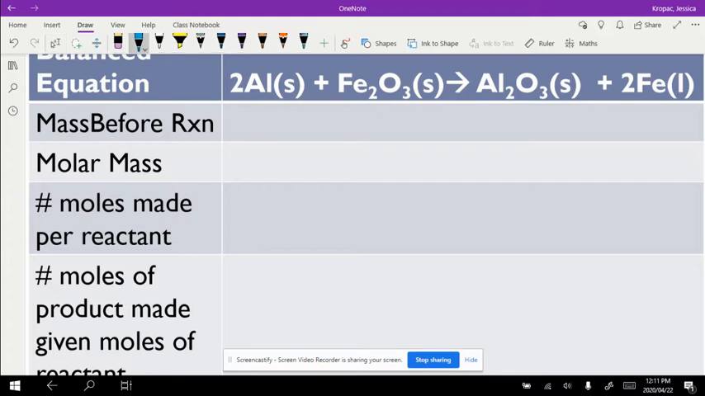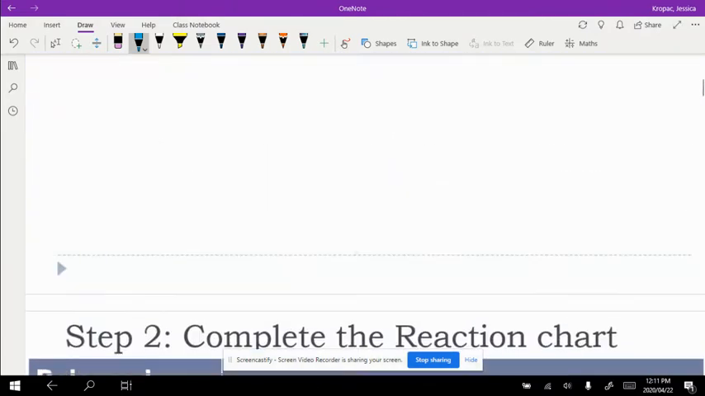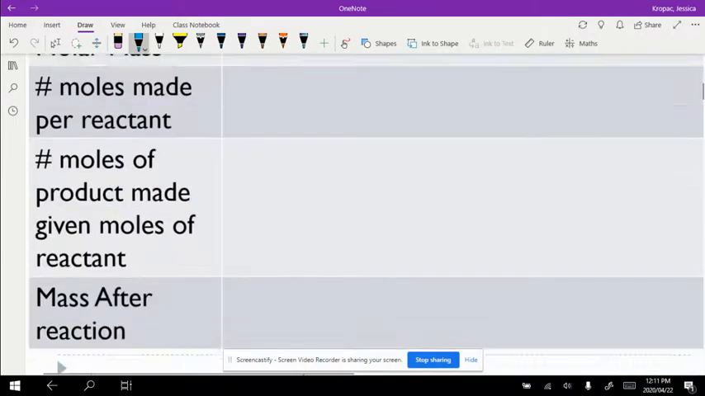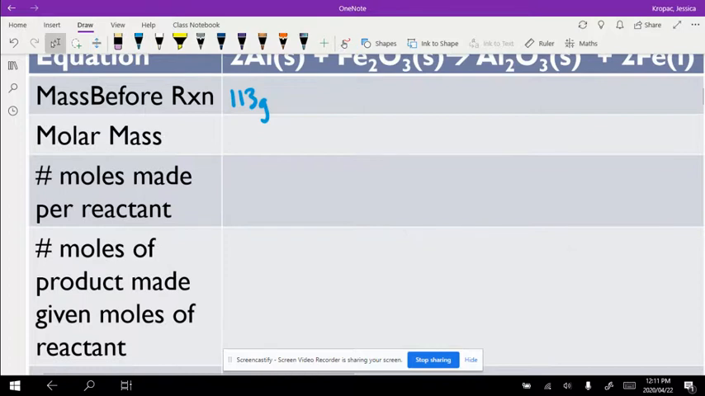So I'm going to record my mass of aluminum that was given to me. That was 113 grams. I'm going to record my mass of aluminum oxide that was given to me. That was 229, right? Can't read my own handwriting. 279. Good thing I checked. That was 279.5 grams.